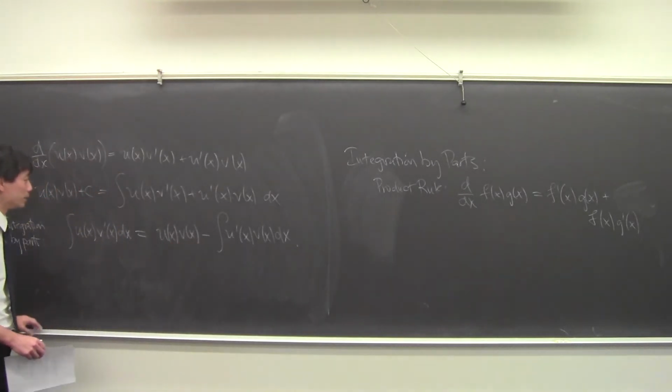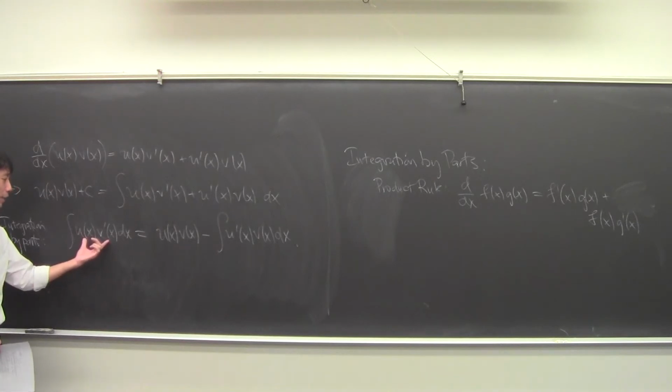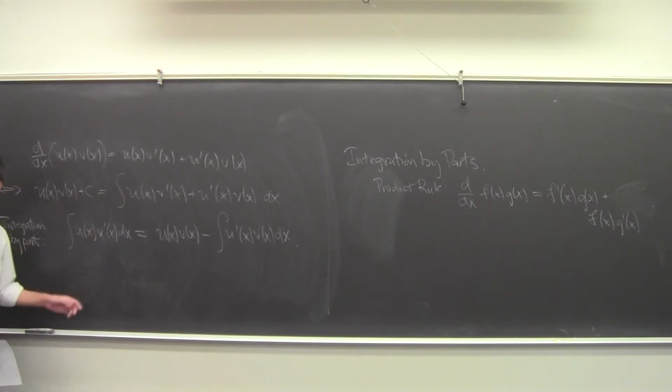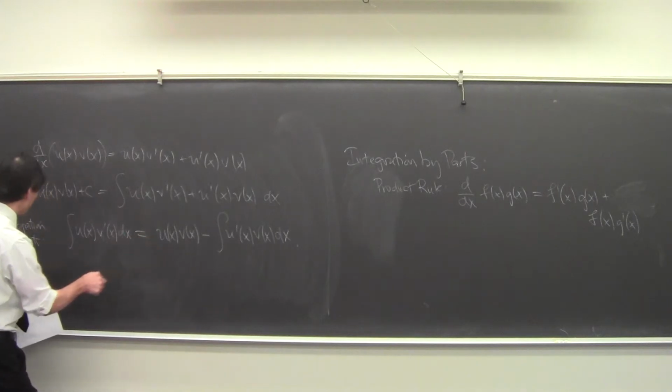Okay, so that's what integration by parts says. You've got this thing, and it doesn't look like you can integrate it, but maybe you know how to integrate it if you shift the derivative onto the other guy. If that's the case, then this is the trick that you want to use. And so this is the indefinite integral form of it.